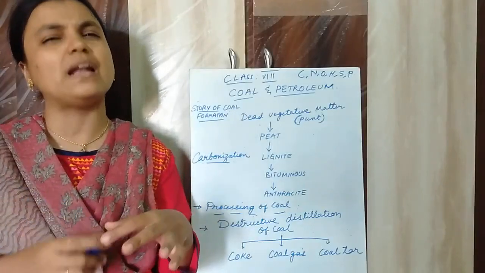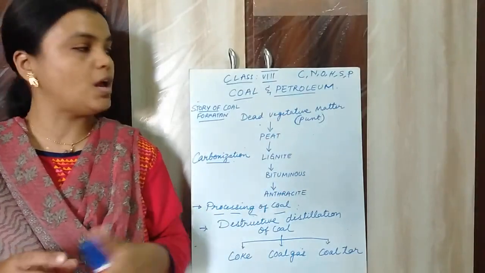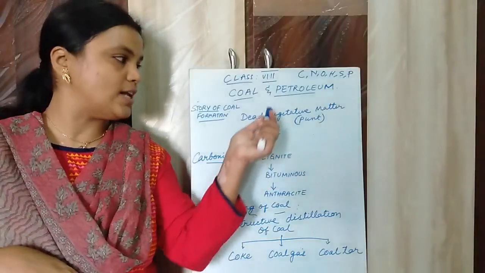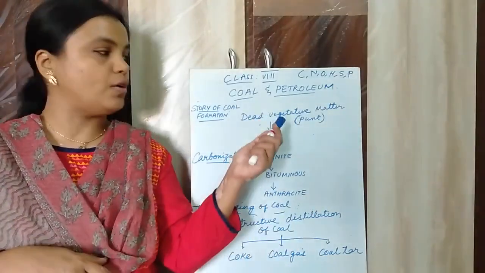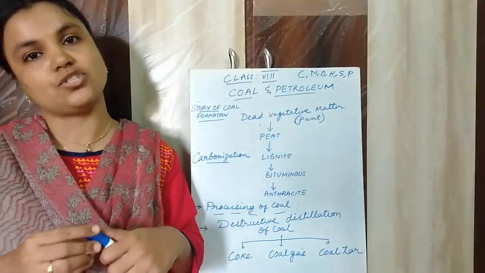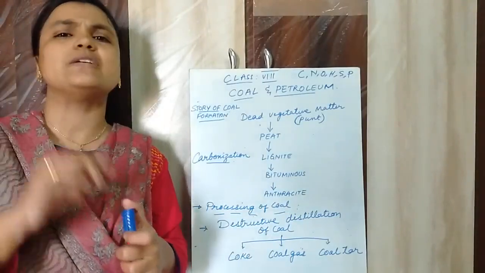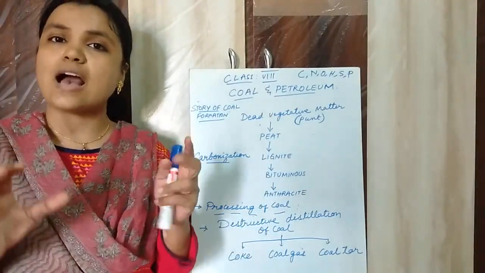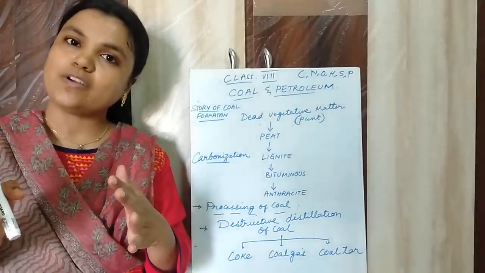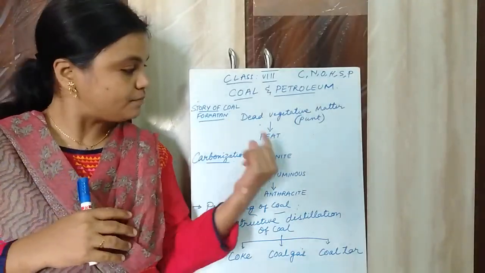Peat is a low quality coal because it is not completely transformed into very good coal. It is the starting stage of the complete transformation of dead vegetative matter into very good quality coal. So it's called peat, children. Peat is a low quality coal. It contains a very small percentage of carbon. As I told you, the carbon percentage determines the quality of the coal. The more carbon, the better the quality.